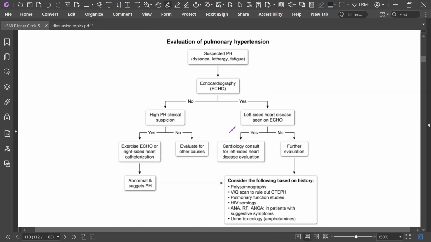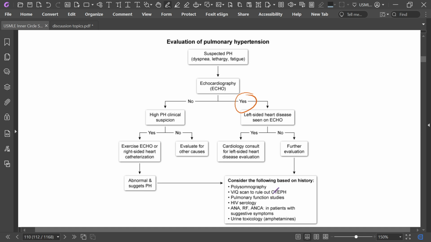How to evaluate a case of pulmonary hypertension, very, very high yield. Suspected pulmonary hypertension: dyspnea, lethargy, fatigue. Do echo. If echo shows left-sided heart disease, yes, cardiology consultation for further evaluation. If no, further evaluation should be done, considered based on history, like polysomnography. If there is OSA, it can cause pulmonary hypertension.